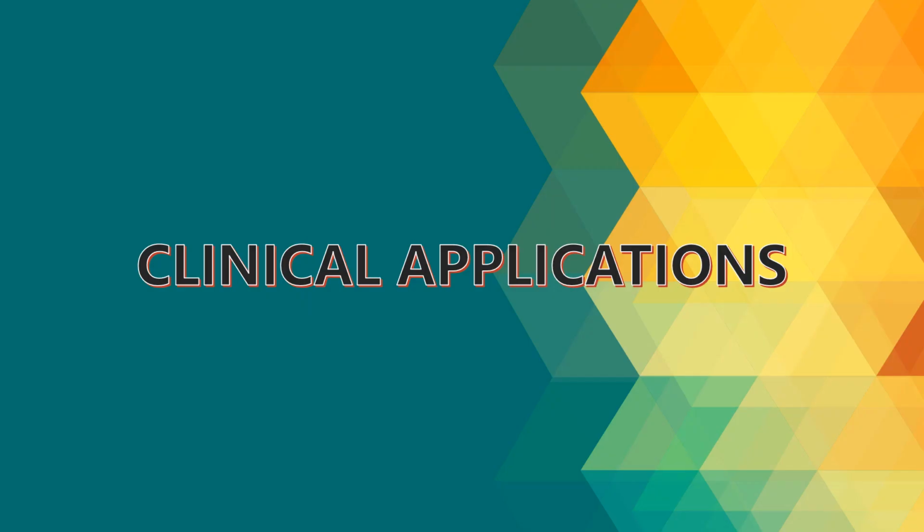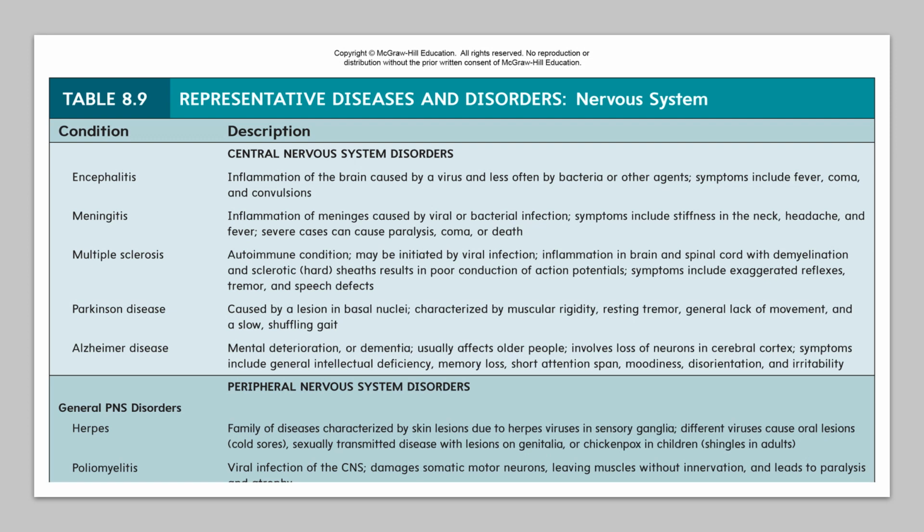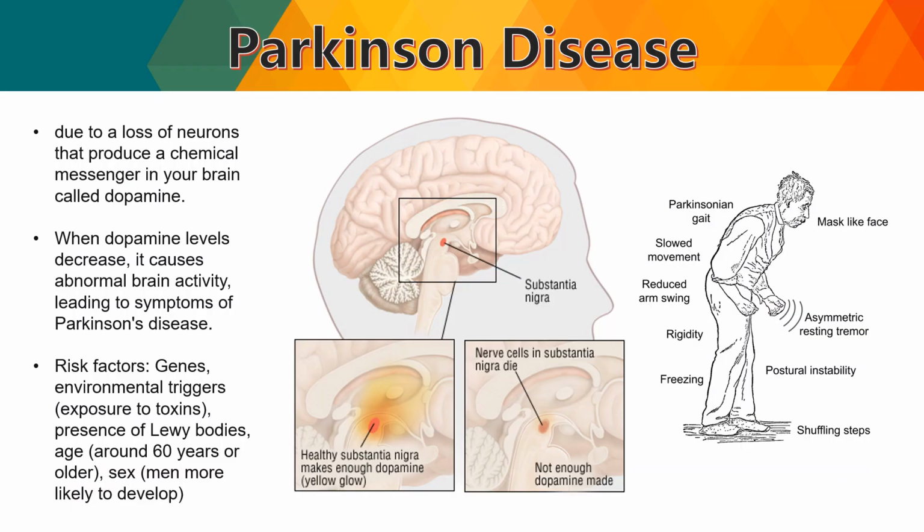So for the clinical applications, we have here the representative diseases and disorders of the nervous system. So you have encephalitis, meningitis, multiple sclerosis, Parkinson's disease, Alzheimer's, and then you also have herpes and your poliomyelitis. So for the Parkinson's disease, this is due to the loss of neurons that produce a chemical messenger in your brain you call your dopamine. So when dopamine levels decrease, it causes abnormal brain activity leading to symptoms of your Parkinson's disease.